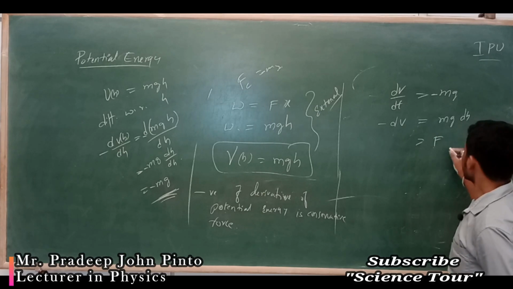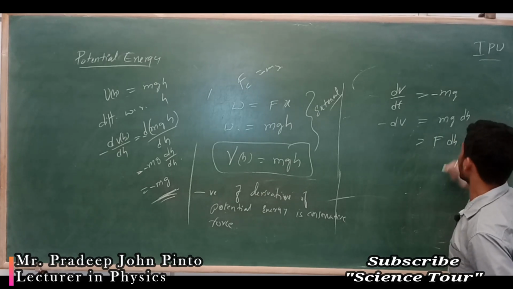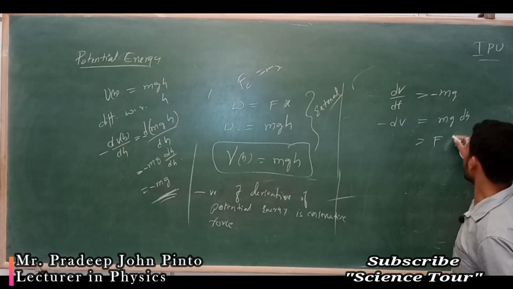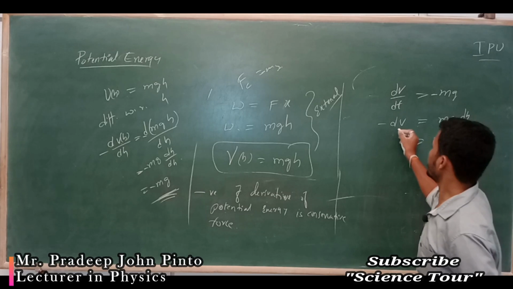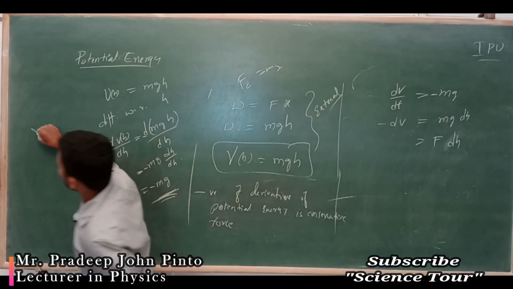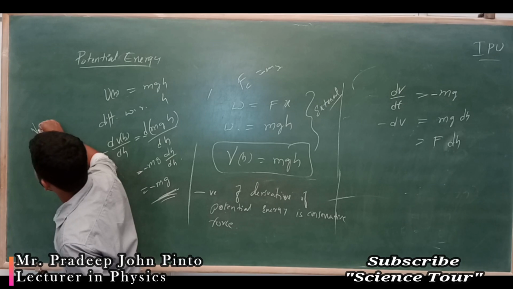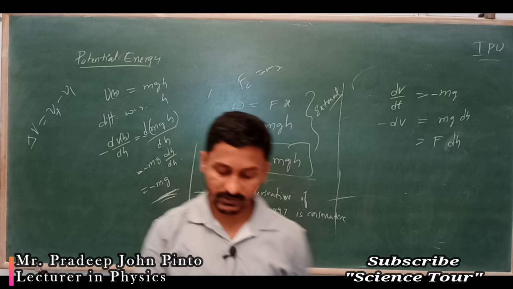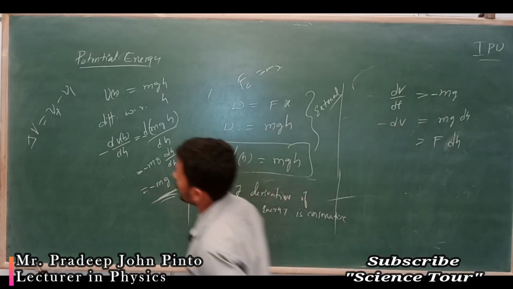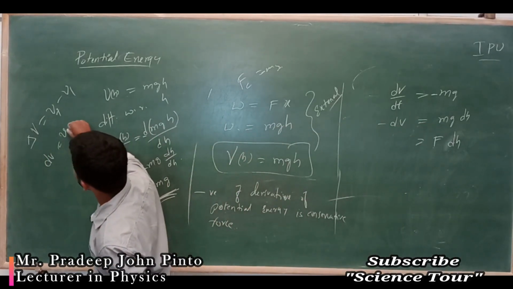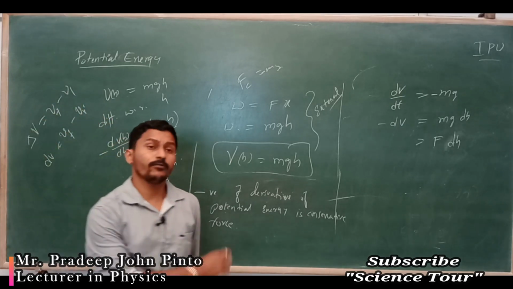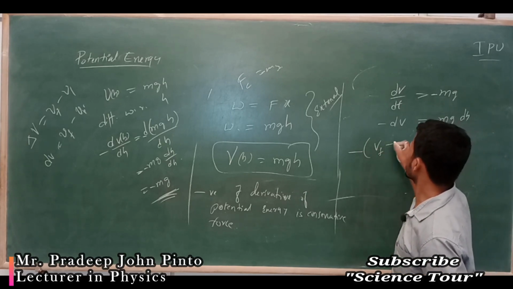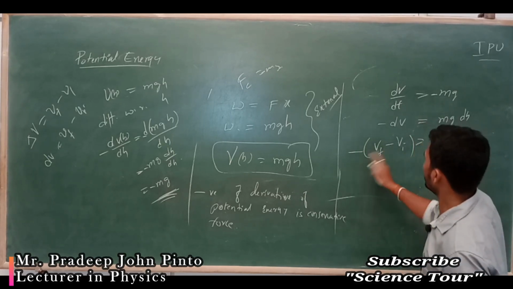dh means what? dh means displacement, no? dh I can write down, or dx I can write down. I am not supposed to change the notation, so dh itself I am going to write down. So dV means what? Delta V is nothing but V final minus V initial, no? Now dV means again V final minus V initial, meaning potential energy final minus potential energy initial, with the minus sign multiplied.